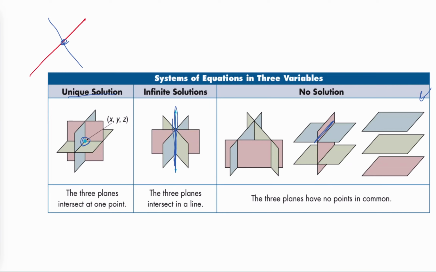So here, 2 of the planes intersect, and 2 of the planes intersect, but the blue and the green one are parallel. Or here, each pair of planes intersects, but they don't all intersect, or here where they're all parallel.